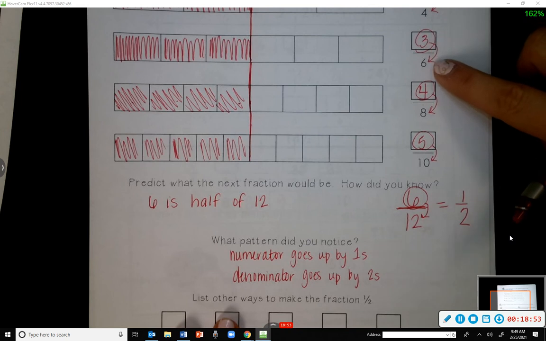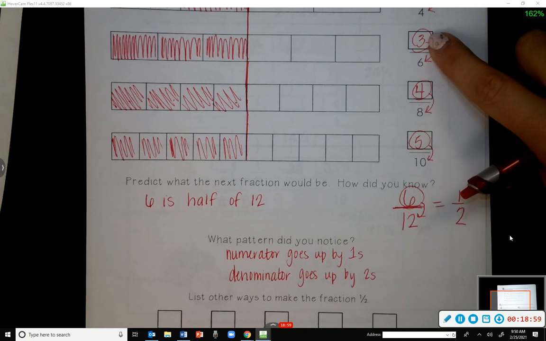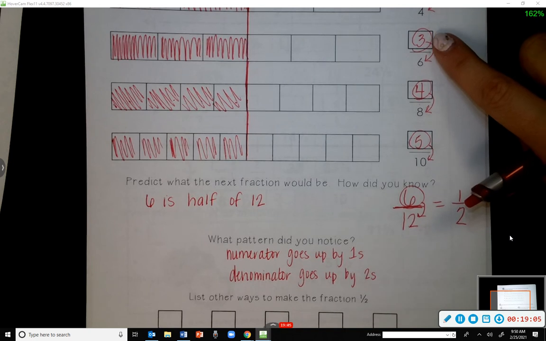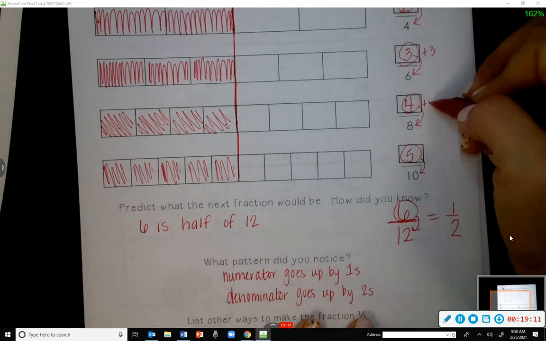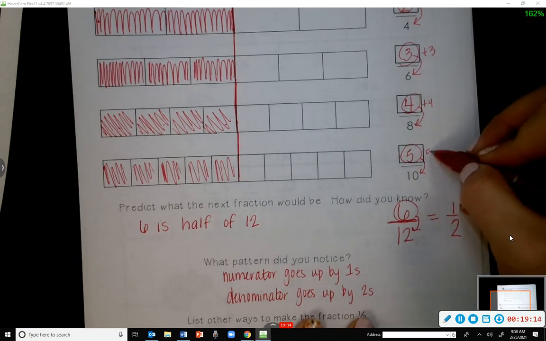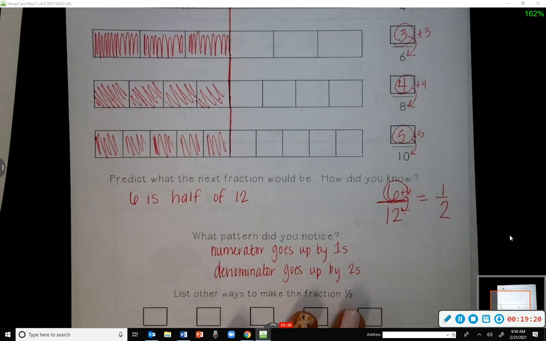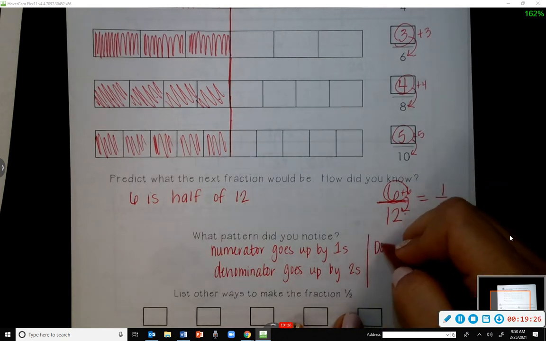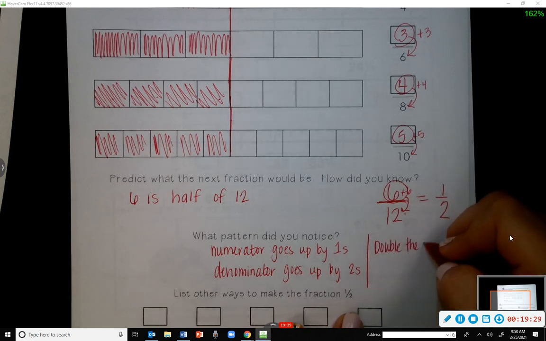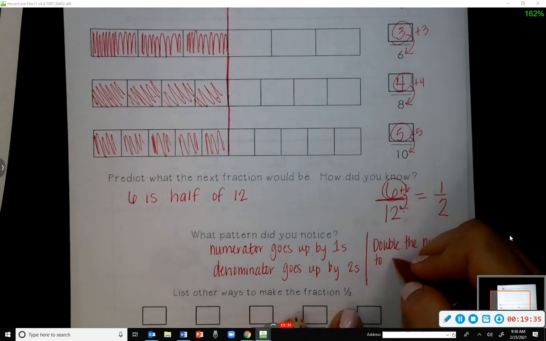3 is half of 6. Could you say something else? Yes. Kaylee, you said it earlier. If you add it twice, it equals the denominator. Or if you double it, it equals the denominator. So 3 plus 3 equals 6. 4 plus 4 equals 8. 5 plus 5 equals 10. 6 plus 6 equals 12. Okay, so that could be a pattern you saw. You could double the numerator to get the denominator.